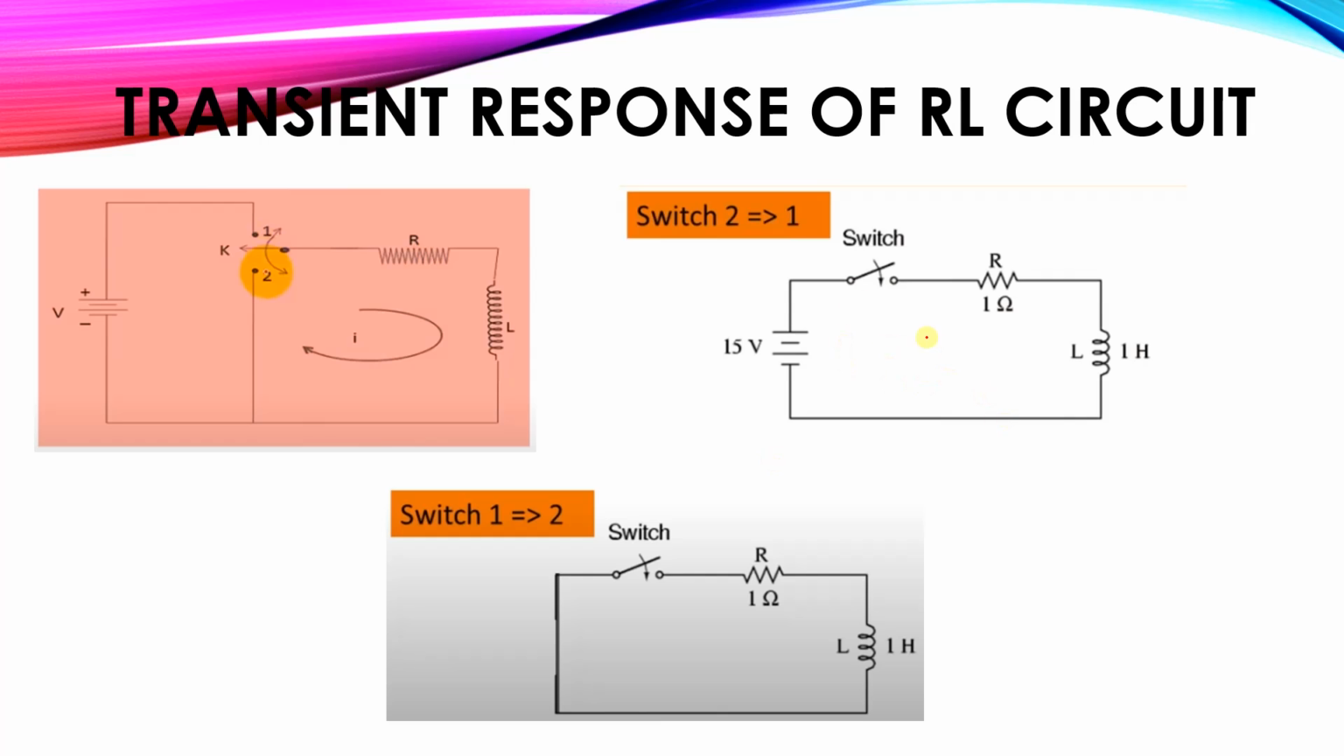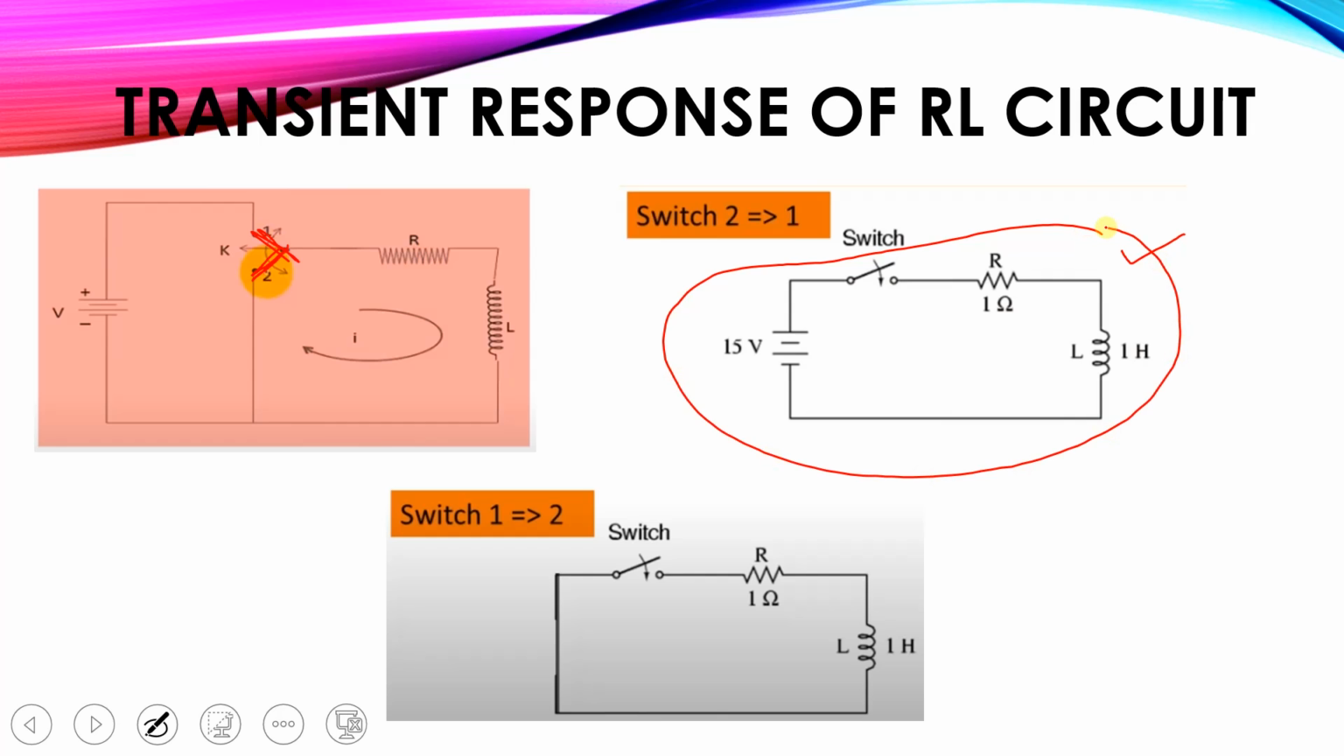So this circuit shows that initially the switch is connecting with 2. The first case is when the switch moves from 2 to 1. When it moves to 1, the circuit will become this, in which we are having a voltage source, let's say it is 15 volt, and a resistance of 1 ohm and an inductance of 1 Henry. So this is the case when we are having the key connecting from 2 to 1.